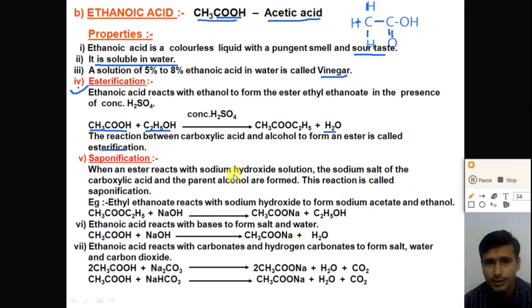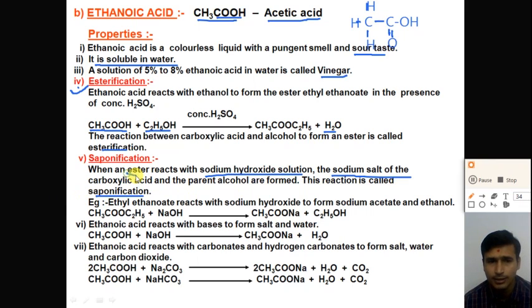The next important property is saponification. When an ester, formed by the reaction of a carboxylic acid and an alcohol, reacts with sodium hydroxide solution, the sodium salt of the carboxylic acid and the parent alcohol are formed. This reaction is called saponification, right? So what do you mean by saponification? When an ester reacts with sodium hydroxide solution, the sodium salt of the carboxylic acid and the parent alcohol are formed. This reaction is called saponification.